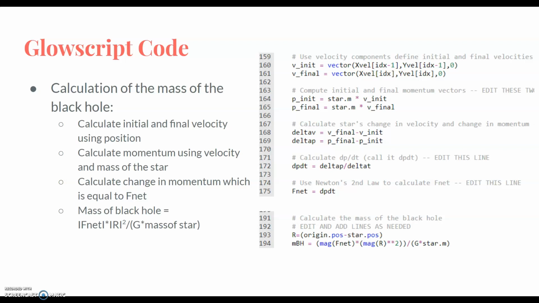We then determine the mass of the black hole by multiplying the magnitude of the net force times the magnitude of the distance between the black hole and the star squared, over the gravitational constant times the mass of the star.